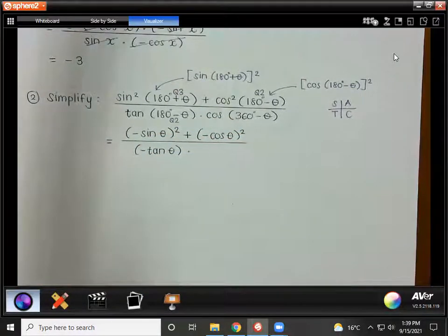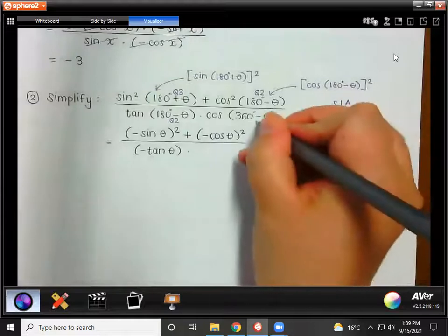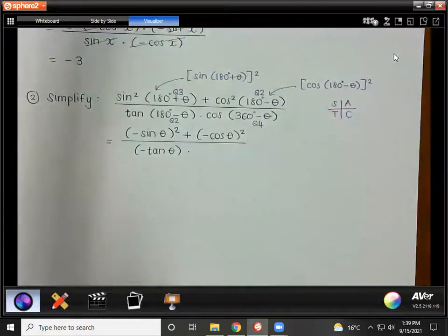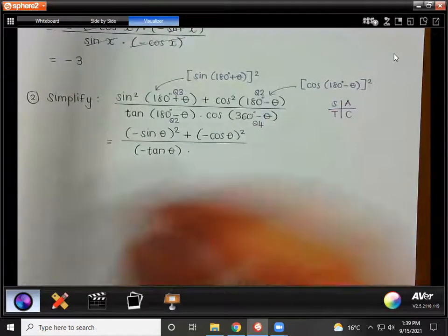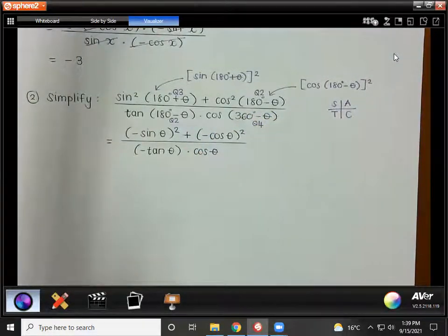times, we look at cos there, 360 minus theta is in quadrant 4. Yeah, and cos is positive in the fourth quadrant. Okay, so that one just becomes positive cos. You can put it in bracket if you want. Okay, but you don't have to. I usually just put brackets around them so that I don't lose track of the minuses.